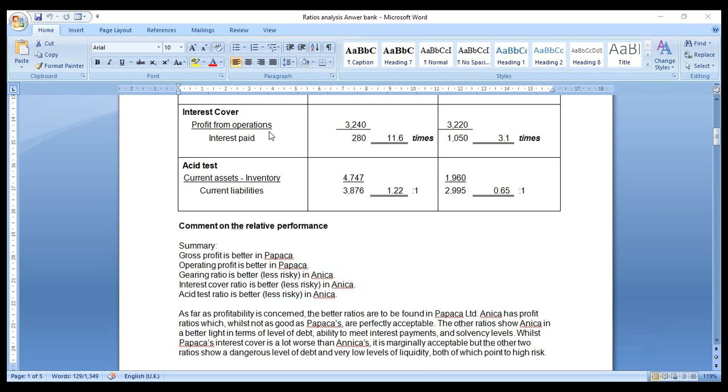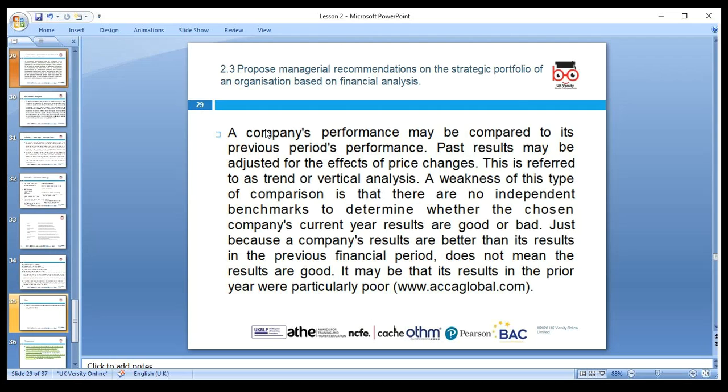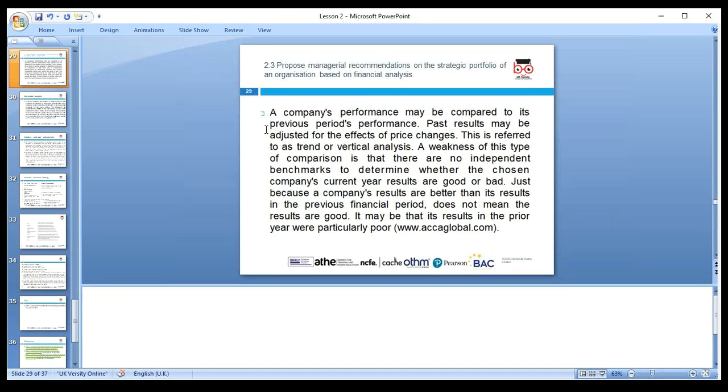So that's the way we can do it. I included the slide, you can go through it, guys. Then next we have 2.3, propose the managerial recommendation. You can recommend to managers which company to go with, but not only based on the ratio. You always look at the micro environment, which means you do PEST analysis.